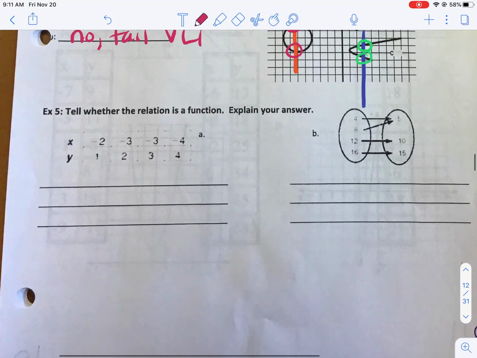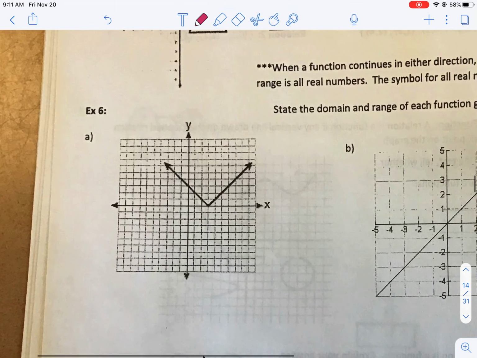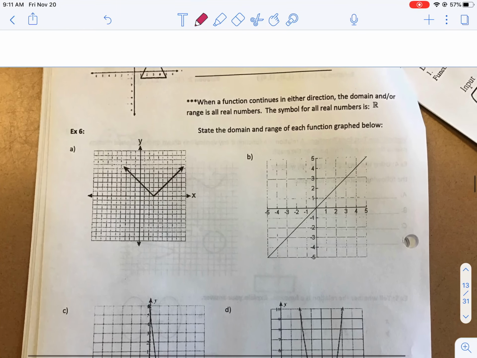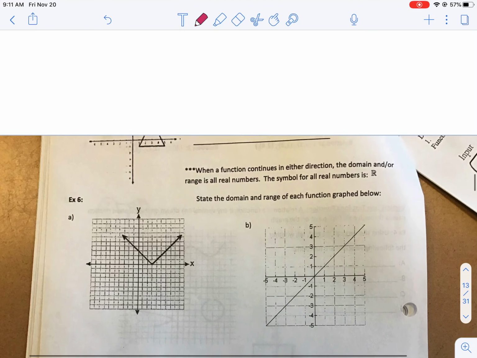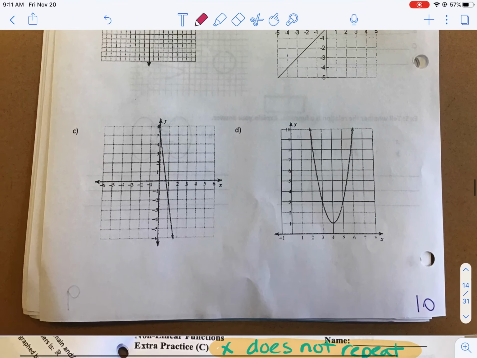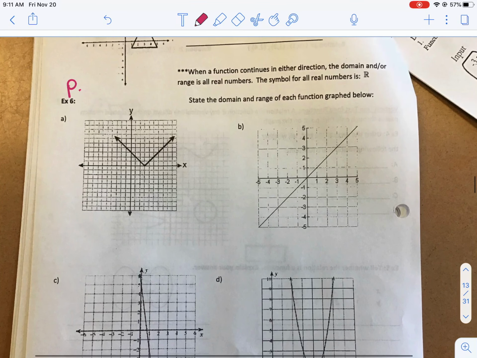Okay, so we know some of the numbers that you may have in your packet didn't copy absolutely perfectly. Okay, so I'm going to have you flip to page 9. Oh wait, this is page 10. Page 10. And I just want to talk a little bit about domain and range.